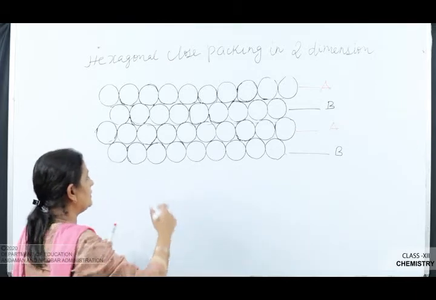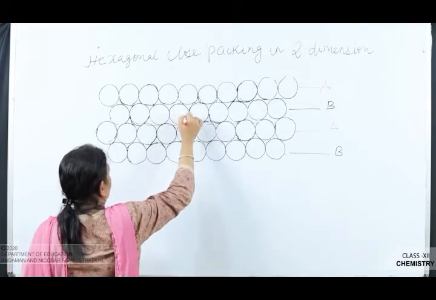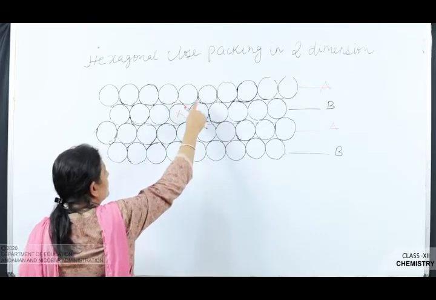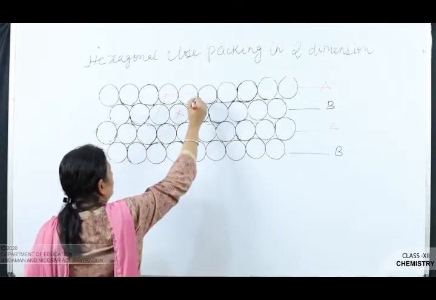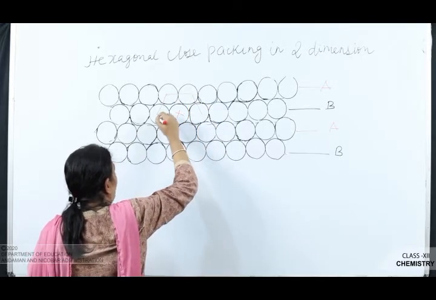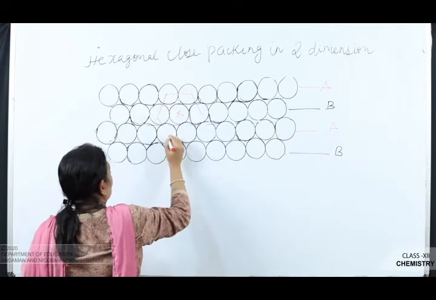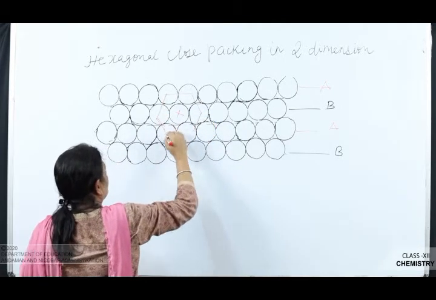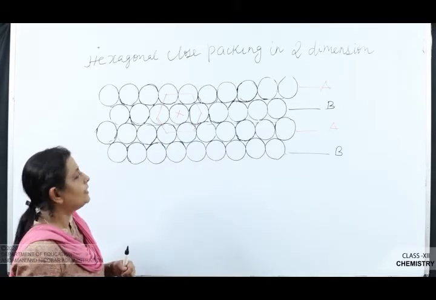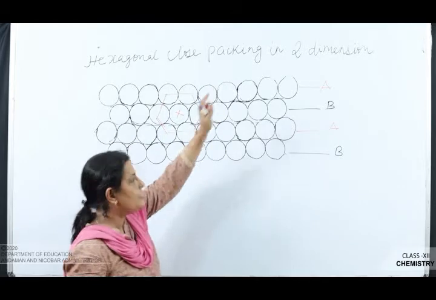Here you see, I am just going to take a sphere here. I am taking this sphere. This is in contact with how many spheres? 2 here, 1 here, 1 over here and 2 here. So, you are getting the shape of what? A hexagon. So, that is why it is known as hexagonal close packing in 2 dimensions.